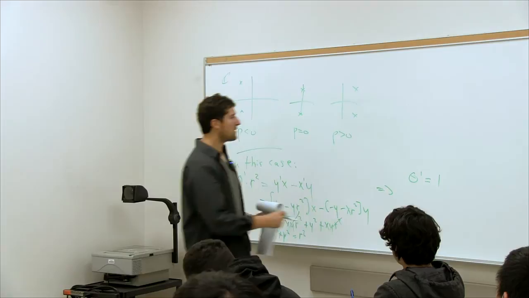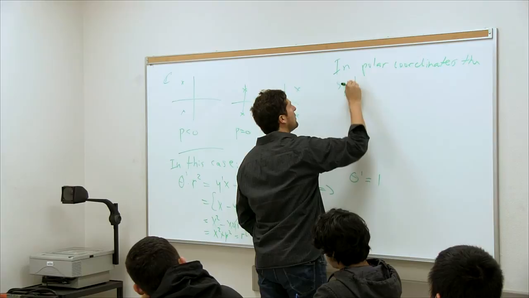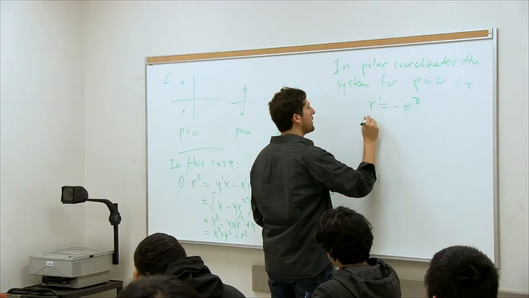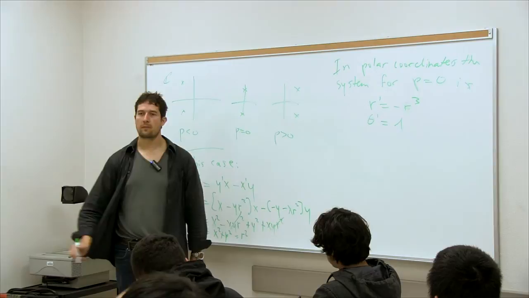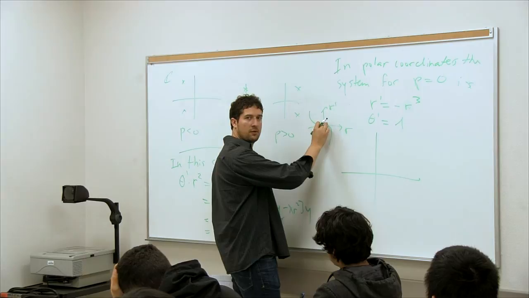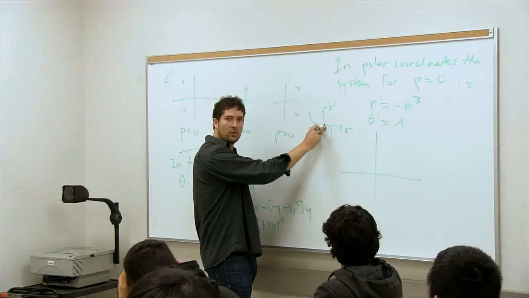So that means that in polar coordinates, the system for p equals 0 is simply r prime is equal to minus r to the 3 and theta prime equals 1. So basically, the radius becomes smaller and smaller over time. After a while, it really slows down because this thing has a horizontal derivative. So after a while, r decreases, but very, very slowly. But theta is always changing at the same rate.